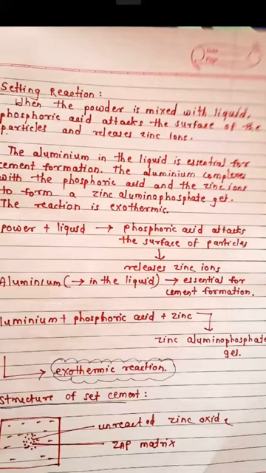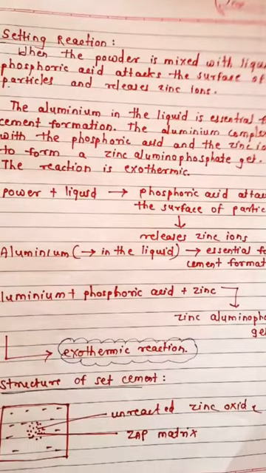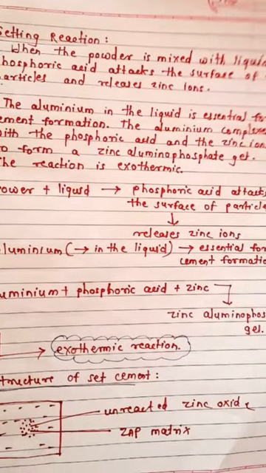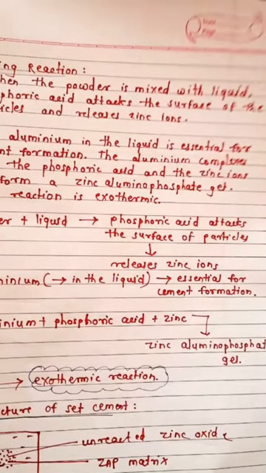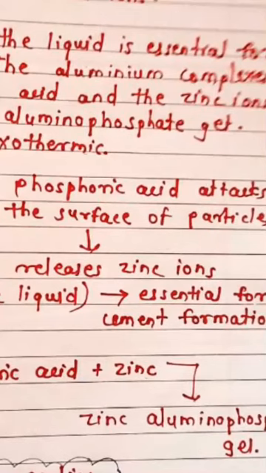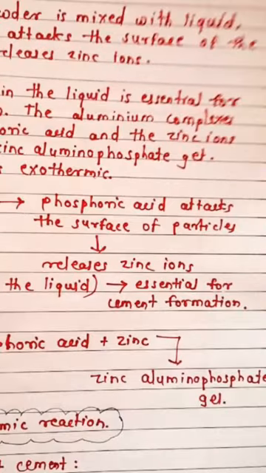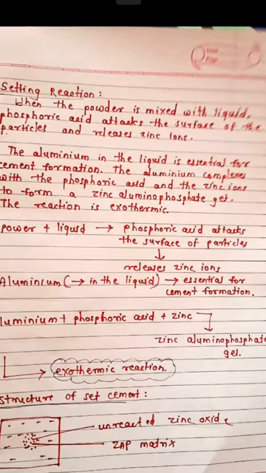And the aluminum in the liquid is essential for the cement formation. So the aluminum in the liquid is essential for the cement formation. The aluminum complexes with the phosphoric acid and the zinc ions. This released aluminum complexes with these released zinc ions and phosphoric acid, and this will form zinc aluminophosphate gel, and this whole reaction is the exothermic reaction. So this is the setting reaction of the zinc phosphate cement.